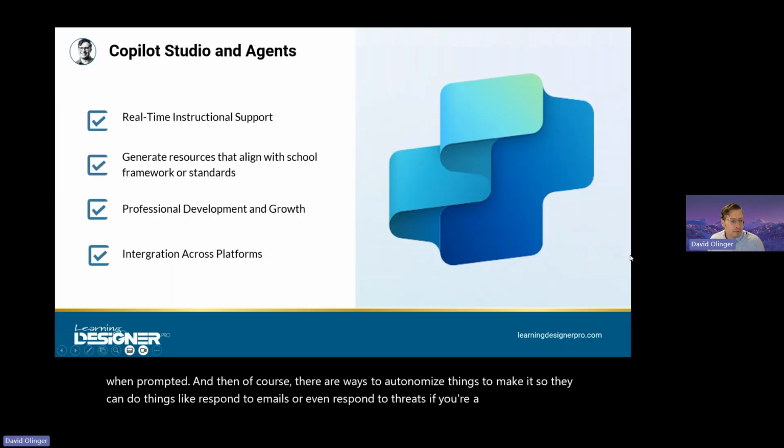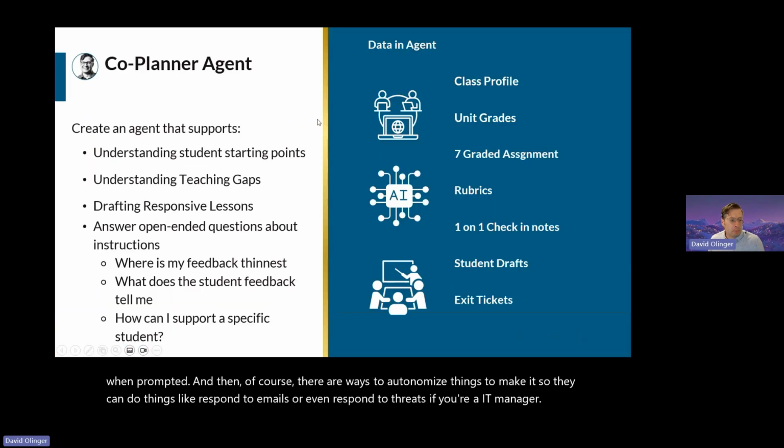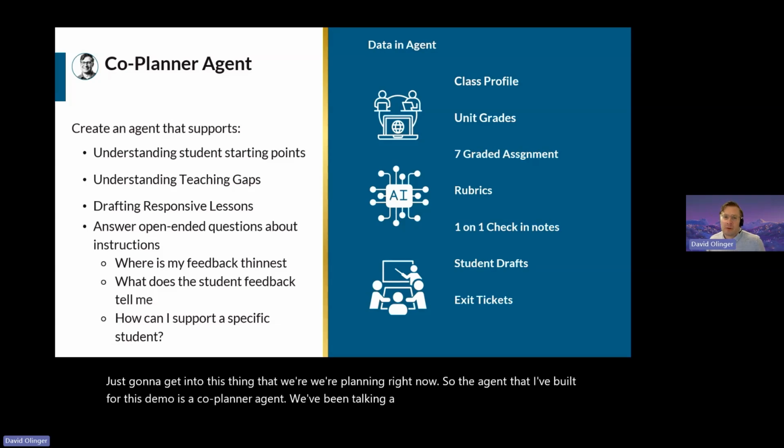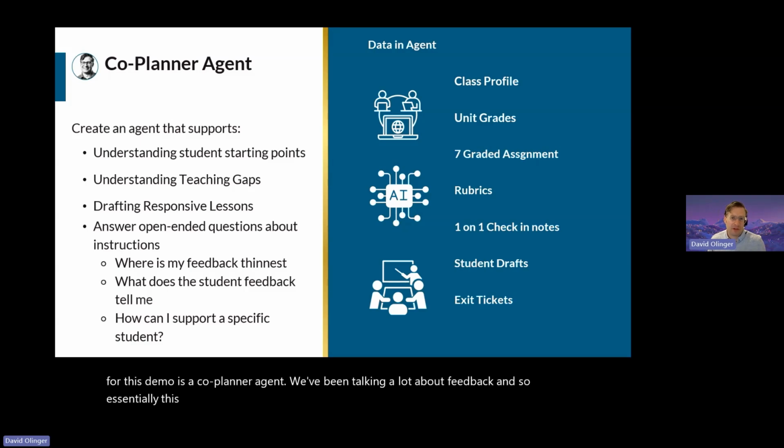I'm just going to get into this thing that we're planning right now. The agent that I've built for this demo is a co-planner agent. We've been talking a lot about feedback. Essentially, this co-planner agent is meant to give the teacher feedback on how they can do better, how they can serve the students in this specific unit.